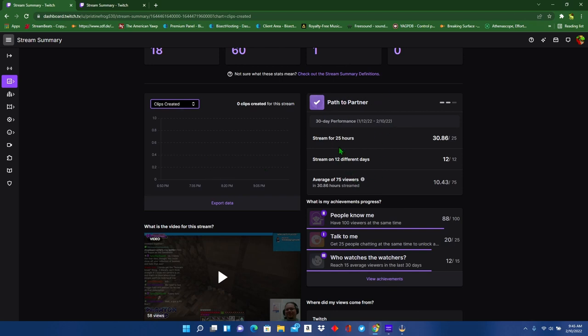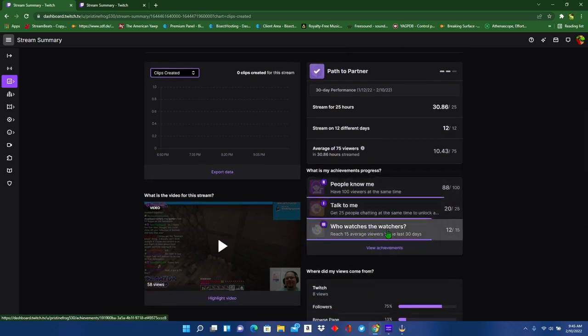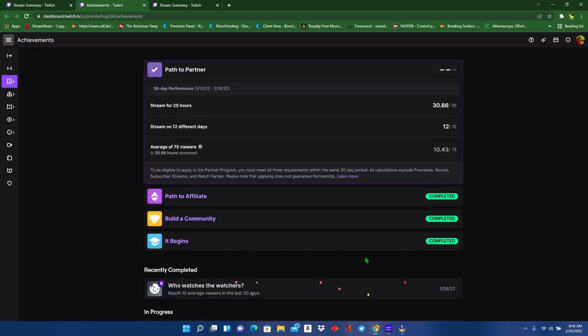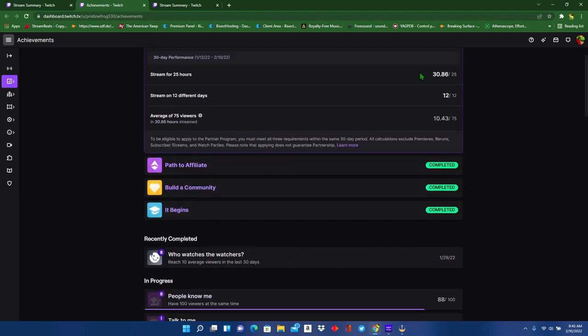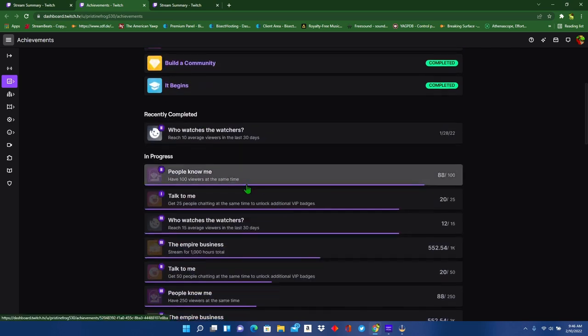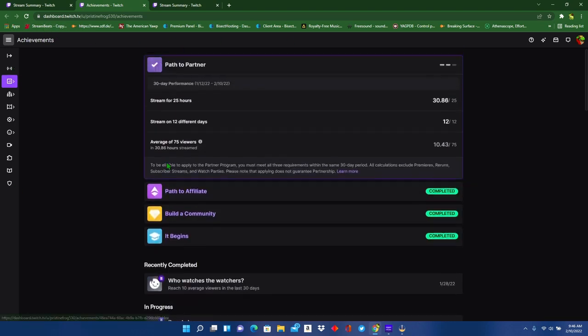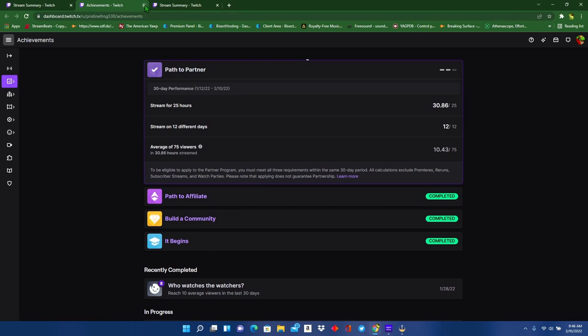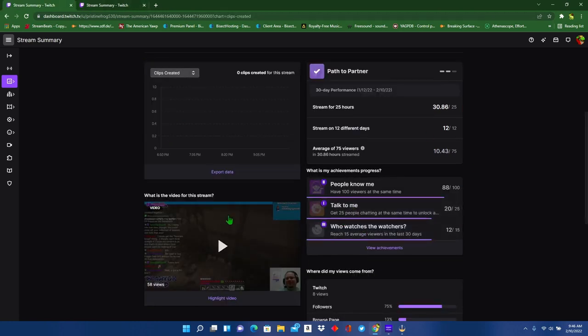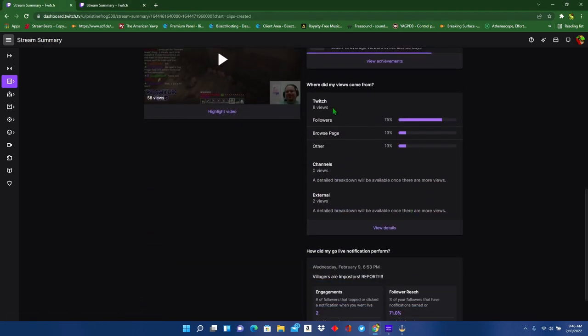Path to partner or path to affiliate. All of that's going to show there. You have your achievements here, which continues on the path to affiliate. So you can see your status of all of your achievements here. I don't really achievement hunt, but it's nice sometimes to see how close you got to some things. It's kind of nice. I'm not gonna lie. We're still a long way from partner, unfortunately. It'd be nice, but yeah, we're a long way.